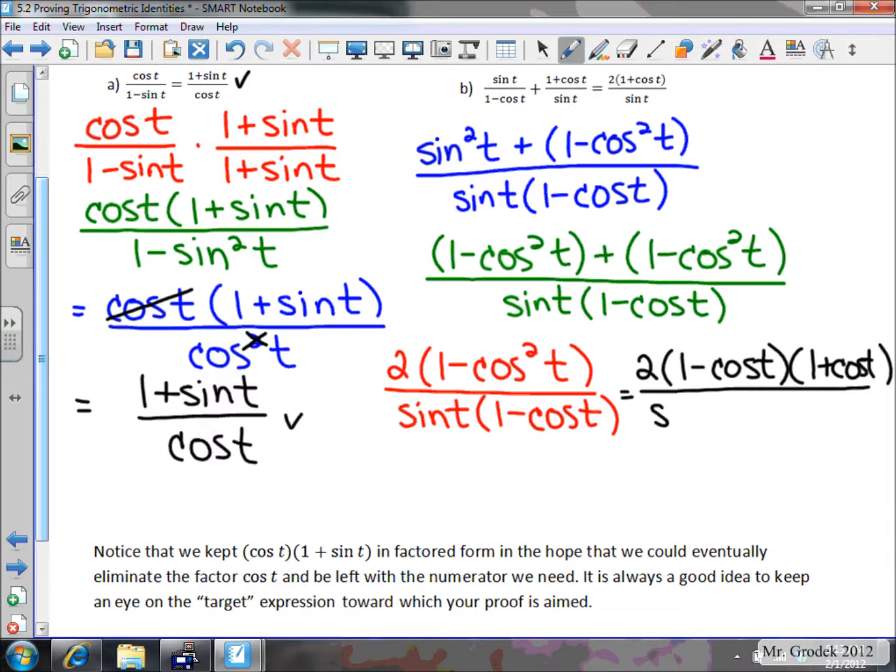Over sine of t times 1 minus cosine t. From our math class before, we can see that the 1 minus cosine t's will cancel out.